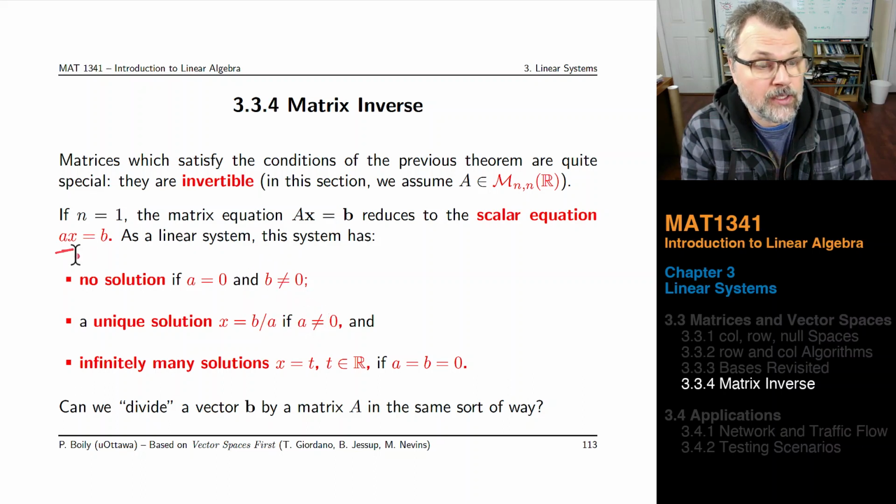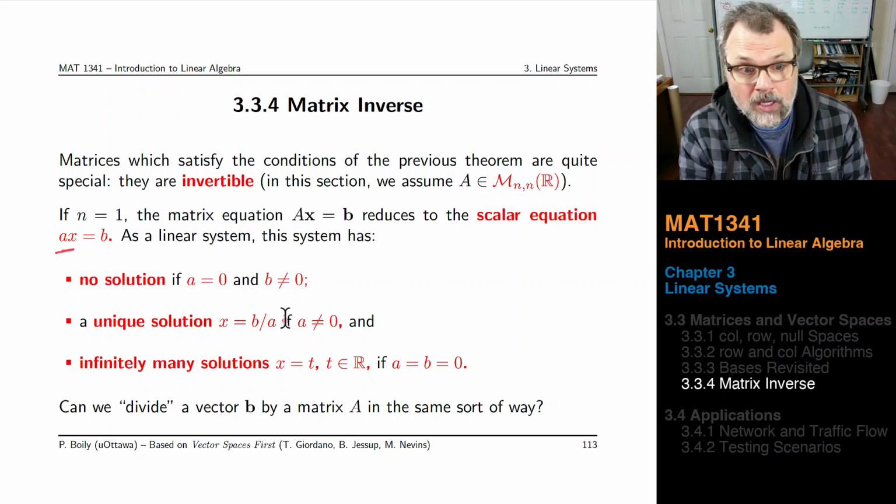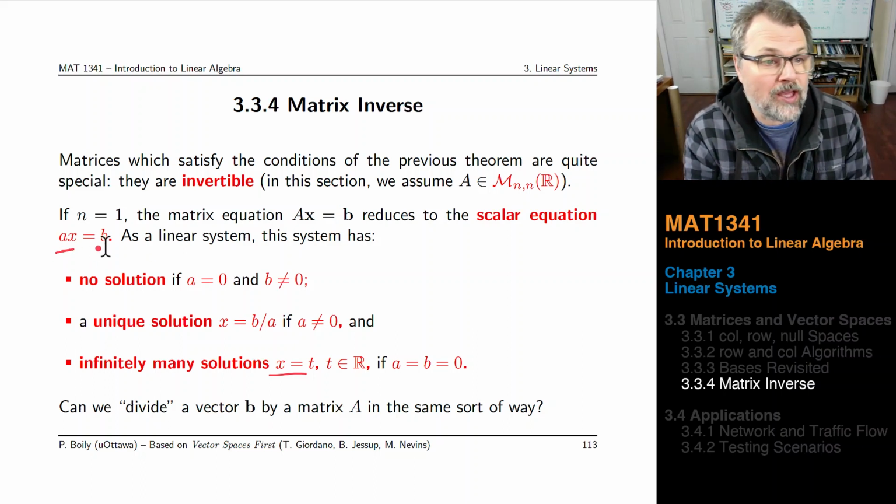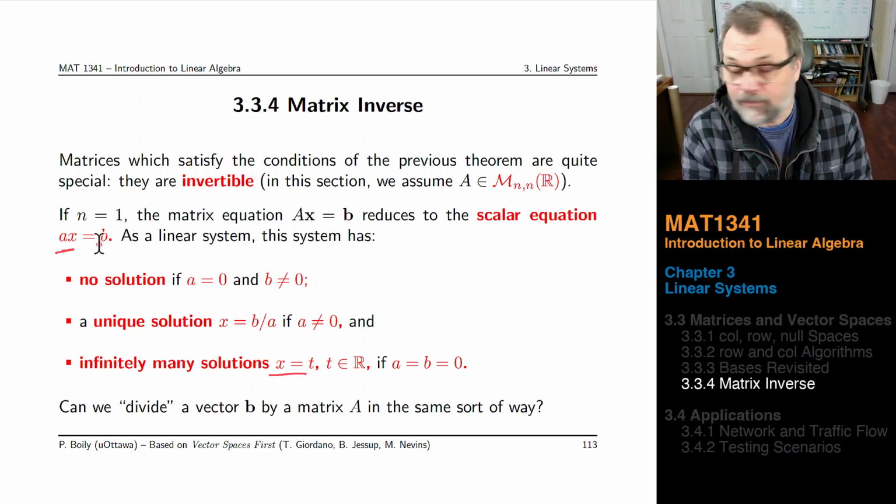Or you'll have a unique solution if it turns out that a is not equal to 0, in which case you can actually solve the system by dividing b by a. And then you'll have infinitely many solutions, and all of them will look like x = t, where t is some parameter, if it turns out that both a and b are 0, so degenerate but actually consistent, as opposed to the first case, which was degenerate but inconsistent.